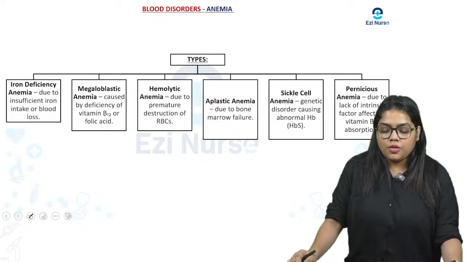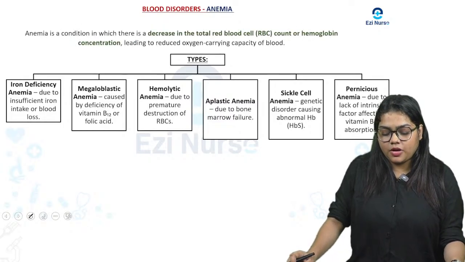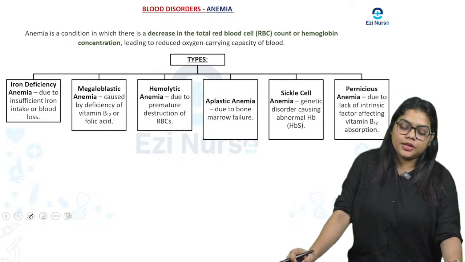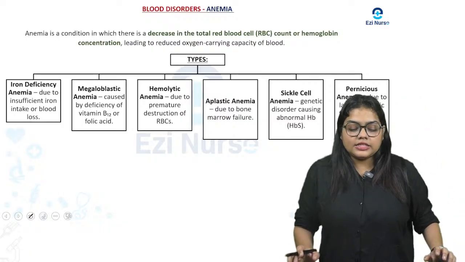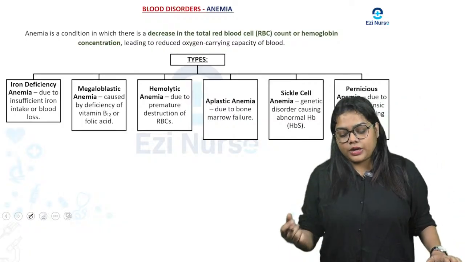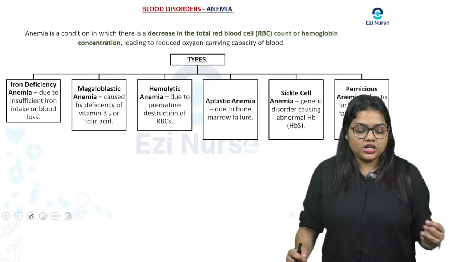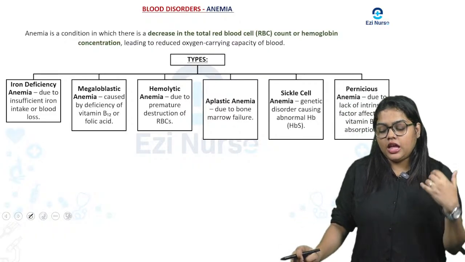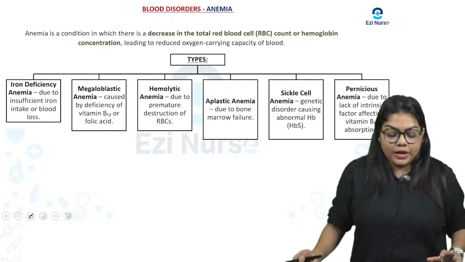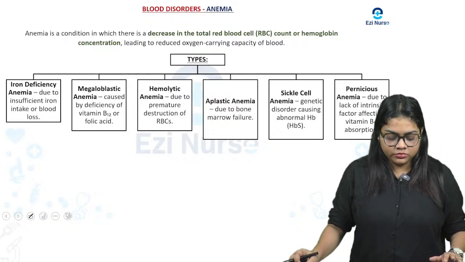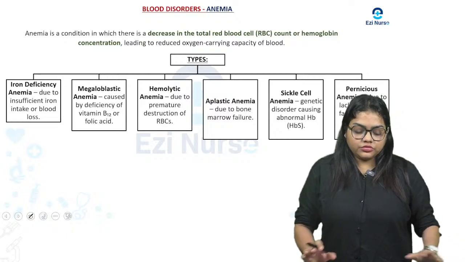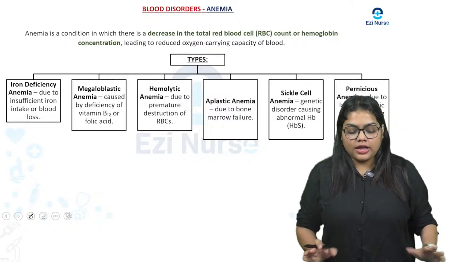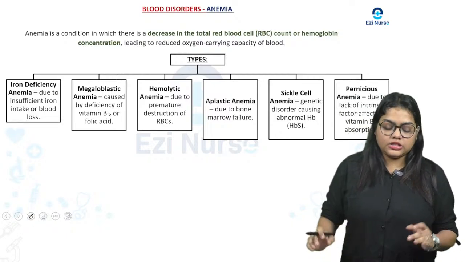Now come to blood disorders. So we will talk about anemia. What is anemia? Anemia is a condition where there is a decrease in total red blood cell count or hemoglobin concentration, leading to reduced oxygen supply or carrying capacity of the blood. Okay, so there are different types. I have shortlisted 6 types. Okay, these are the main types.